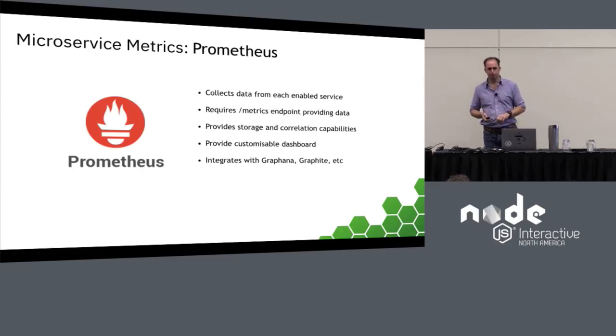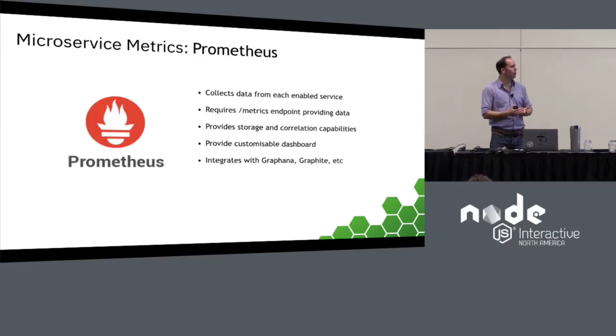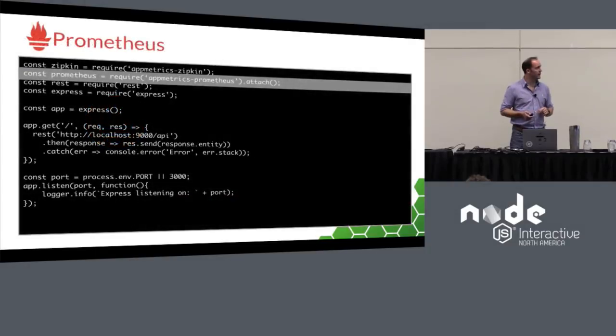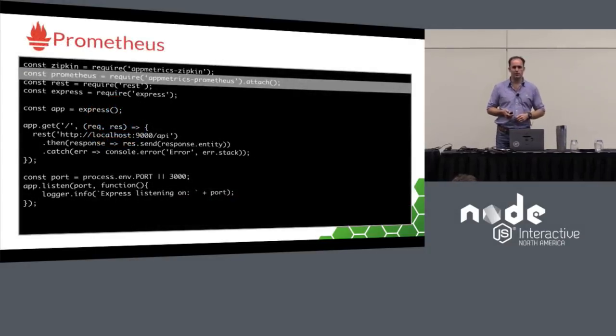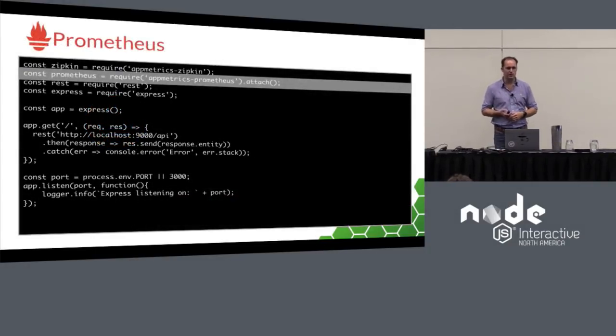Enter Prometheus. So Prometheus is a monitoring system that works on a /metrics endpoint. So your application hosts an extra URL that contains a whole load of metrics data about what your application does. Now, the way you do that, again, is we have an AppMetrics package called AppMetrics Prometheus.